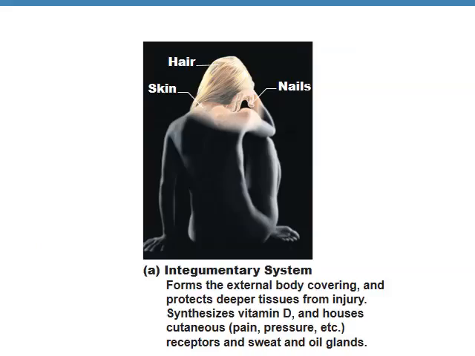So the first one that we're going to cover is in chapter 5. It's called the integumentary, and basically this is your skin. It's a fancy word for your skin. So in chapter 5, we'll talk about some of the tissues that make up the skin. We'll talk about how vitamin D is synthesized, pain and pressure receptors, and sweat and oil glands.